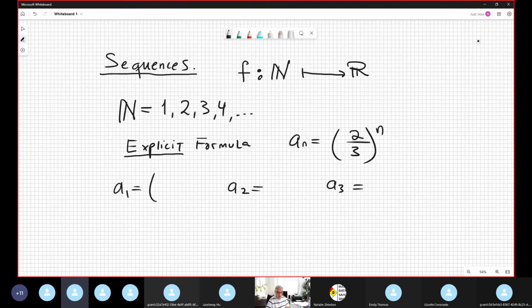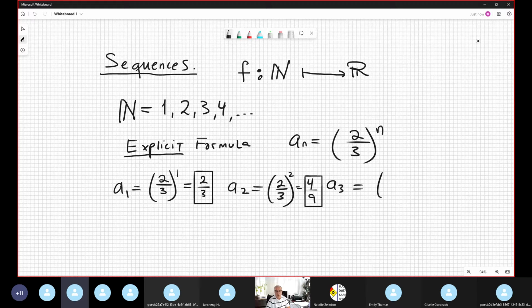So this is easy. You put 2/3 raised to the 1 power, because n is 1, and you get 2/3. Done. A2 is 2/3 raised to the second power. It's 4/9. 2 to the second power is 4, 3 to the second power is 9. And A3 is 2/3 raised to the cubic power. 2 to the cubic power is 8, and 3 to the cubic power is 27, because 3 times 3 times 3 is 27. That's it. This is the explicit formula.